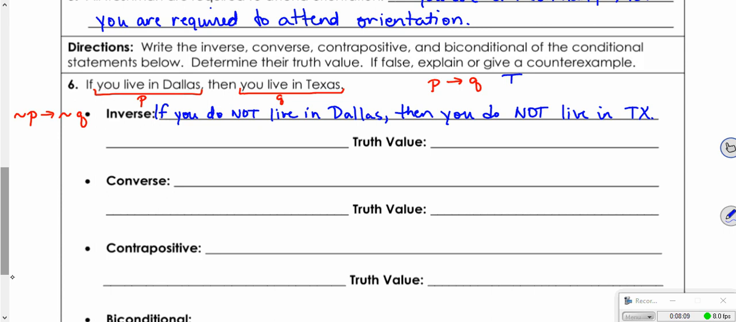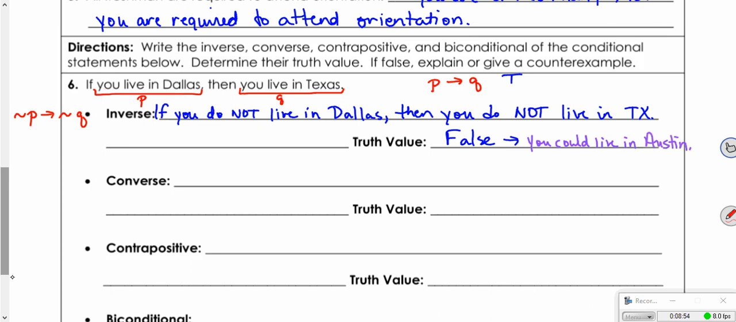I'm big on abbreviations because it helps me not write as much. So if you do not live in Dallas, then you do not live in Texas. The truth value of that is false, because you could live in Austin. You'd still be in Texas, okay? Or you could live in Houston, or San Antonio, or Lubbock, or wherever. Dallas does not take up the entire state of Texas. There are other towns.